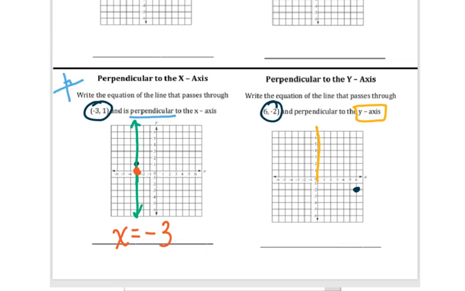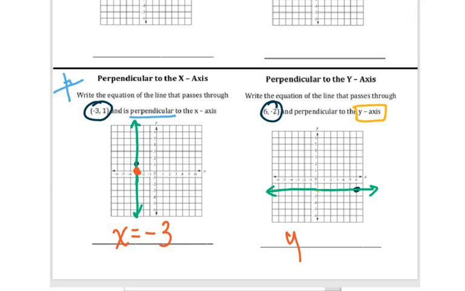Here's the y-axis. A perpendicular line, we always have to draw it so we know what's going on here. So that line is perpendicular. It makes a 90-degree angle with my y-axis. So the green line is the line that goes through (6, -2), and it's perpendicular to that y-axis. So now we just need to write the equation of this line.